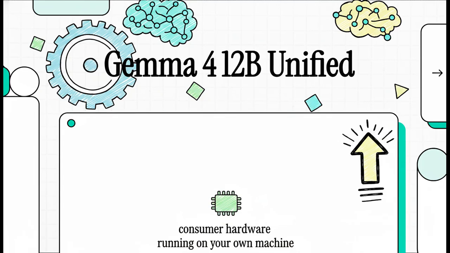Today, we're jumping straight into something that is an absolute game changer for local artificial intelligence, Google's Gemma 4 12b unified model. We're going to look right under the hood at its architecture and, more importantly, figure out exactly how you can run a true frontier-class multimodal AI right on your everyday machine.